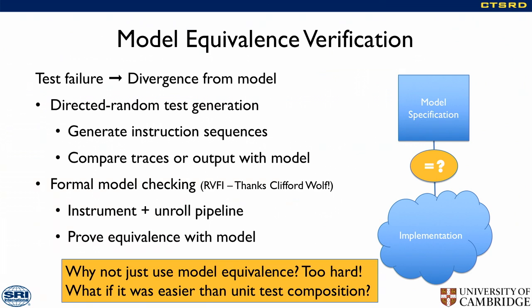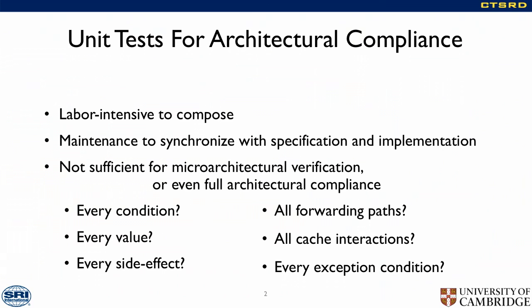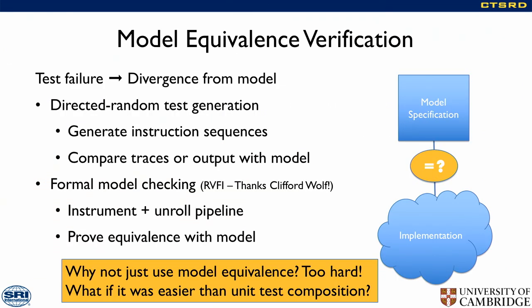I may not have mentioned in the previous one, I should have. Unit tests also have, not only are they difficult to compose, but there are very large pieces of the design that aren't covered, like the forwarding paths in the processor, generally the memory consistency. And for these things, you generally break out your model-based testing. But it's possible to cover all. If we had easier to use model equivalence testing, it would be possible to cover all of those with the same tool without having to maintain a separate test suite.